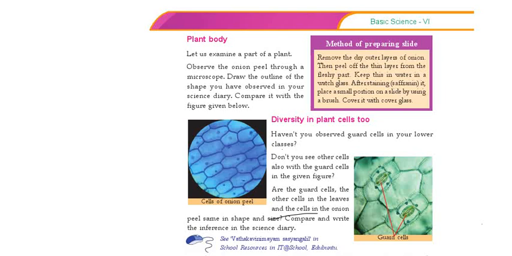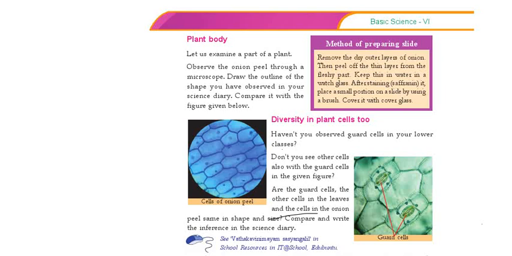Observe this. Like this, some thick-walled cells are also seen in the plant body. That is known as collenchyma. And some cells seen in the inner part of the plant body are known as sclerenchyma.